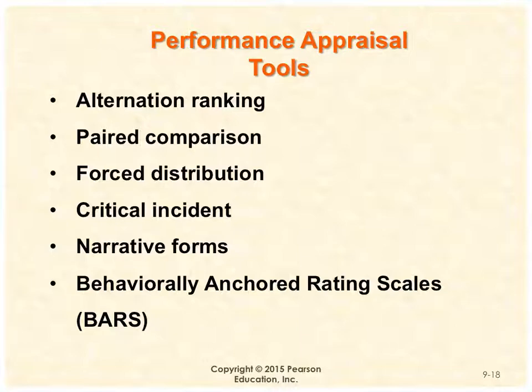We also have another one called forced distribution, where it's very similar to alternation ranking. We just have a different way of going about it. Forced distribution says you can have 10% at the top, you can have 10% at the bottom, and 80% in the middle. So we just group people into these categories, and we can have 3 categories, 50 categories if we wanted to, is how we split people up. And then we make decisions based on what group they're in.